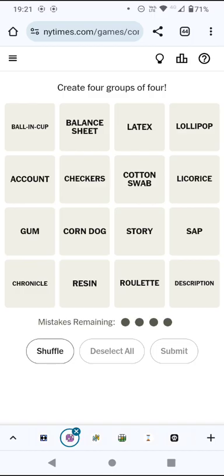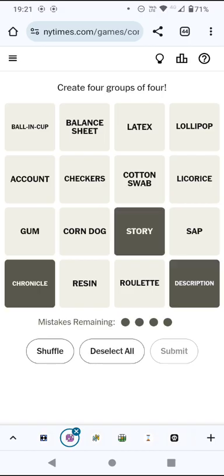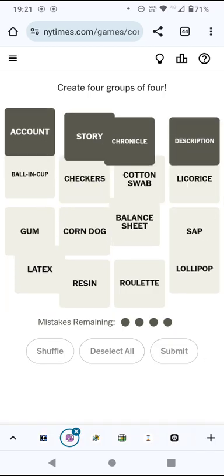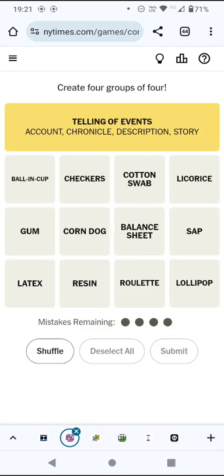Oh, sap is sticky, isn't it? I think I've got two groups in one there, that's the thing. Let's put these three together because we haven't used them yet and I suspect they're all connected. A chronicle is sort of like a report of what happened. So is a story and so is a description. Oh, and an account. So account doesn't go with balance sheet. That's interesting. So now I'm completely confused about what balance sheet is going to be.